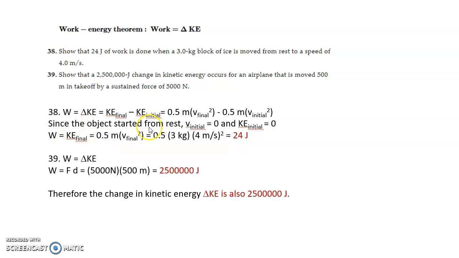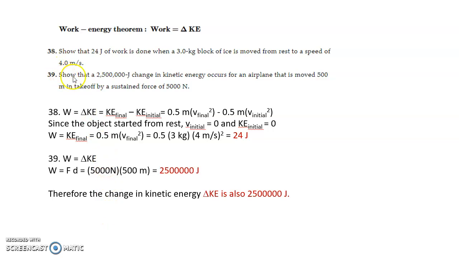So I wrote here the object started from rest, your initial velocity is zero, and therefore your initial kinetic energy is zero. Therefore, if you look at this equation, we're down to work done is simply the final kinetic energy of the object, which is 0.5 times mass times the square of your final velocity. Substituting our values, we have 0.5 times a mass of 3 kilograms times the final velocity of 4 meters per second, and we square that, and we end up with 24 joules.